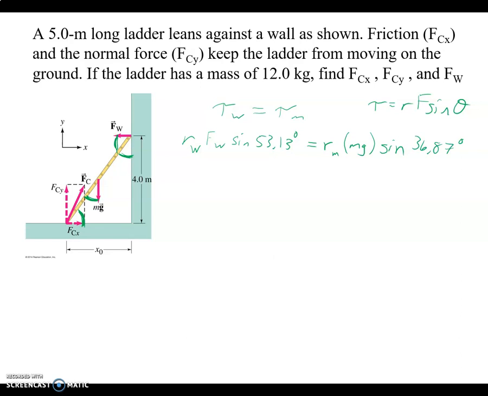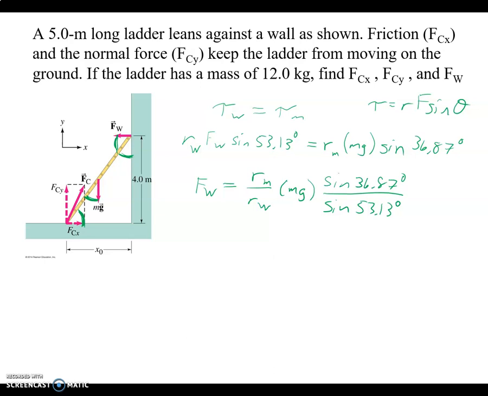All right. So we want to solve for force W. So if I just divide by R_W and then I divide by sine of 53.13, this one's going to be 36.87. And then we divide by sine of 53.13. I'm there.